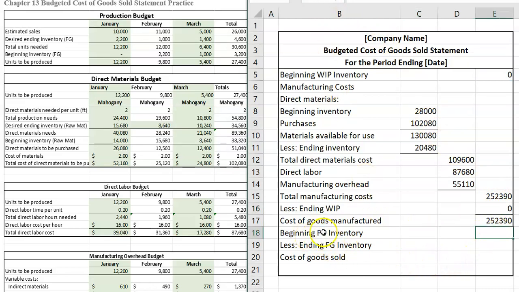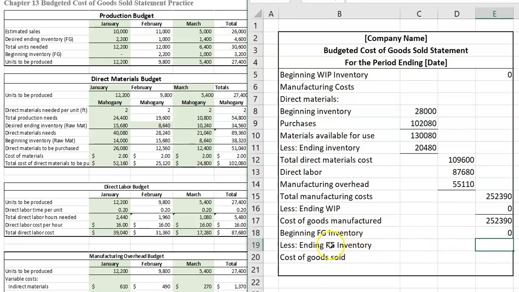Next we need our beginning finished goods inventory. Where do we find the units that we're manufacturing during the period? Here's our production budget, and we do our production budget based on our finished goods inventory: how much we have to add to finished goods to cover our sales needs and our ending inventory. I won't get too deep into that since that's not the topic of this video. For beginning finished goods inventory, remember it is the quarter, so we go to January to see how much we started the quarter with, and we see that there are 0. So 0 finished goods inventory.